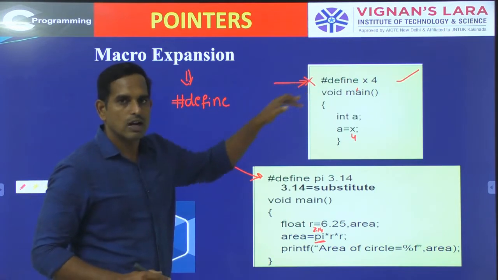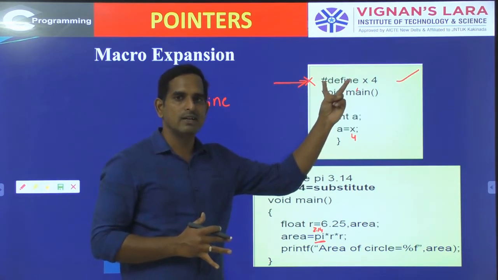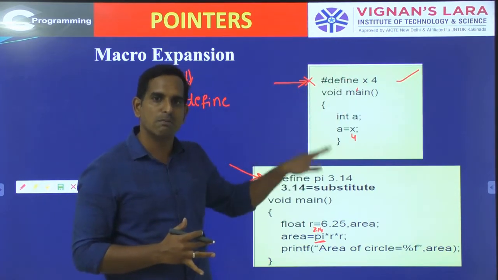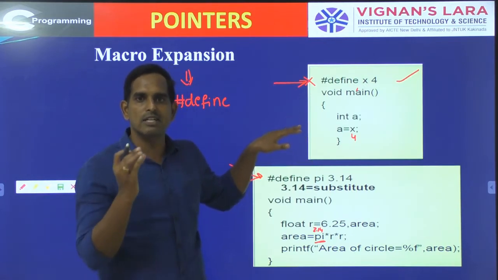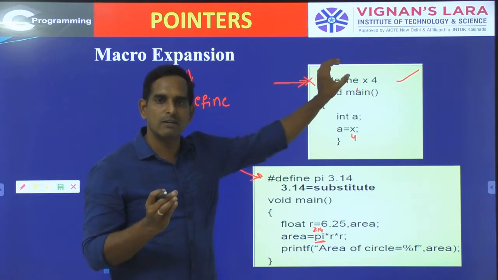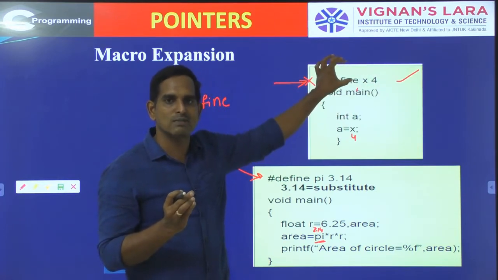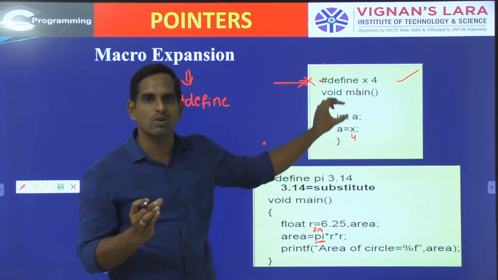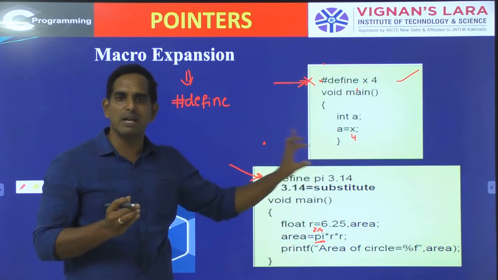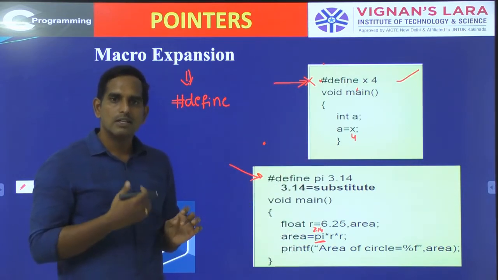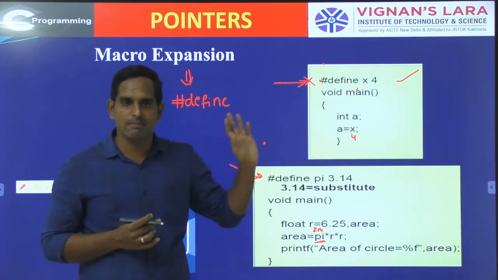Wherever in the program you use pi, it will be replaced by 3.14. This is what we call macro expansion, where a macro is defined and can be used any number of times in the source code. During preprocessing, wherever that macro is used, it will be replaced by the value you specify here. So x will be replaced by 4, and pi will be replaced by 3.14. In that manner you can use macros to define constants. This is an object-like macro.